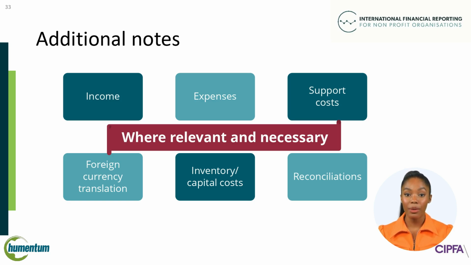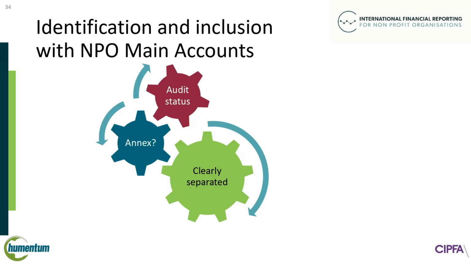If an NPO presents a supplementary statement for all of the NPO's activities in the reporting period, a reconciliation is required, showing the relationship to the general purpose financial statements for total income, expenses, and the movement in funds. Supplementary statements and their notes must be clearly separated from the general purpose financial statements and their accompanying notes. The supplementary statements may be included as an annex to the financial statements.